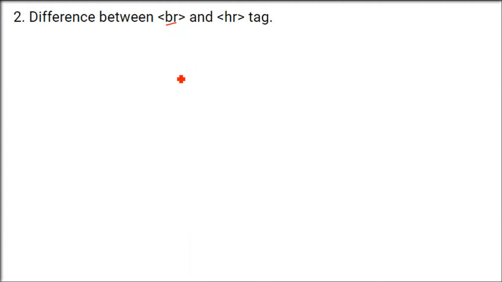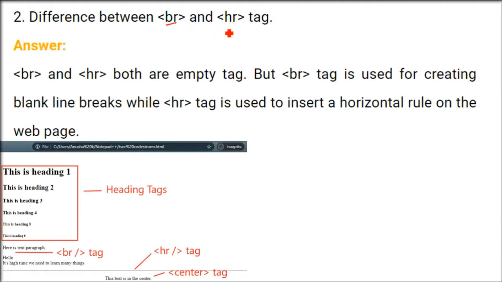Difference between BR and HR tag. BR is for break, line break. HR is for a horizontal line, horizontal rule. So if you want to show some content which should come in the next line, you put BR here. So these tags are not container tags. HR is for horizontal rule. BR is for break. HR is for horizontal line or horizontal rule. H for horizontal, R for rule.